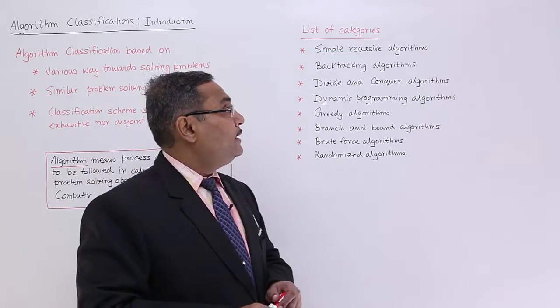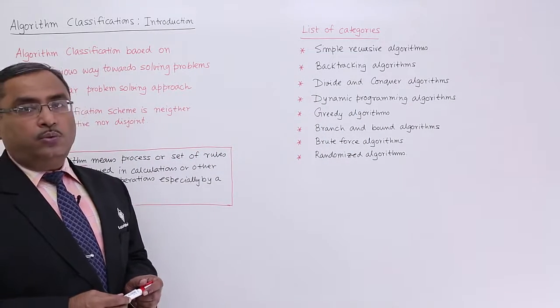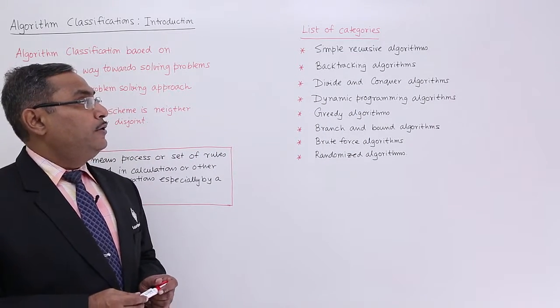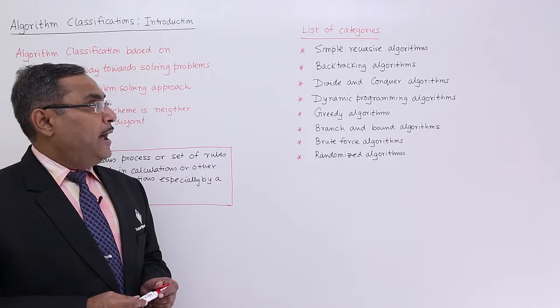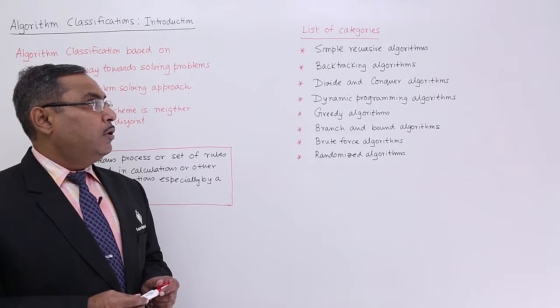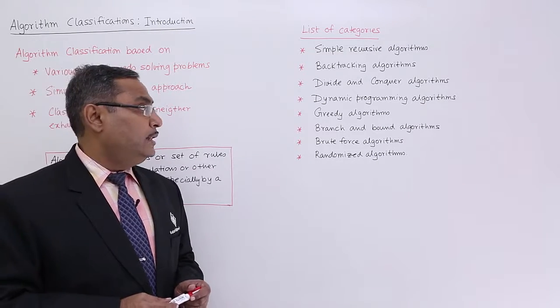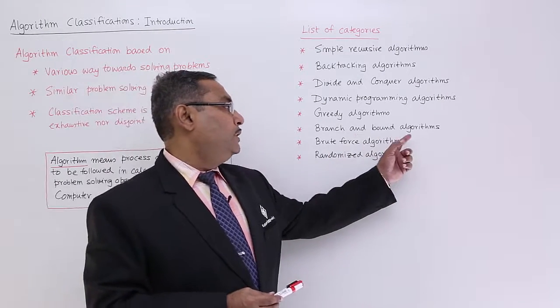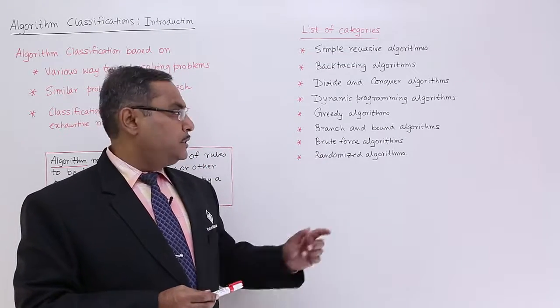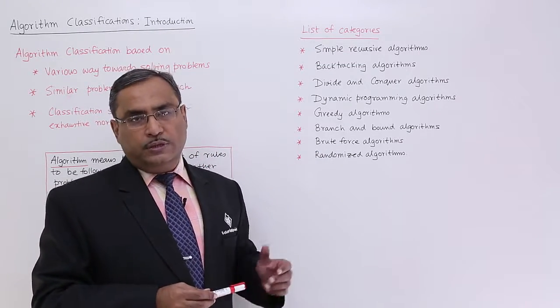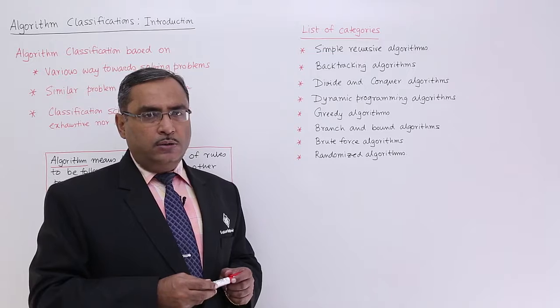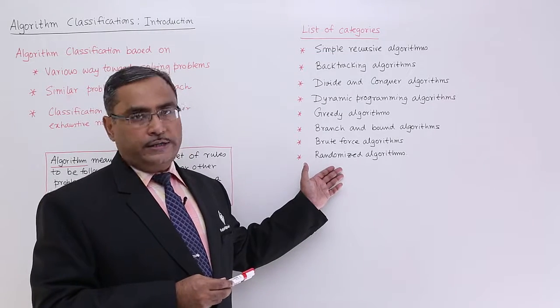So here, the list of categories we have listed is simple recursive algorithms, backtracking algorithms, divide and conquer algorithms, dynamic programming algorithms, greedy algorithms, branch and bound algorithms, brute force algorithms, and randomized algorithms. So these are the main 8 categories we can formulate here.